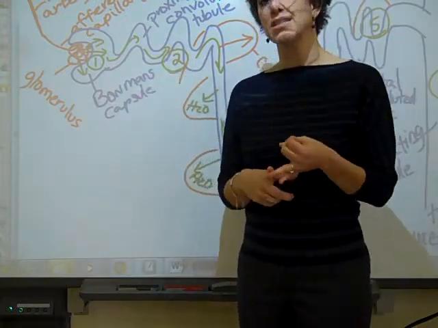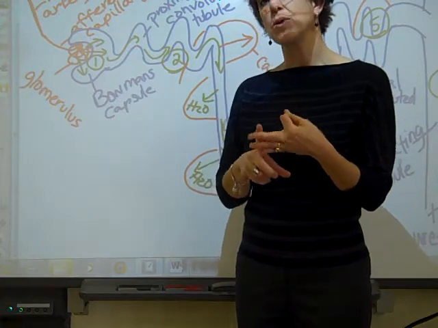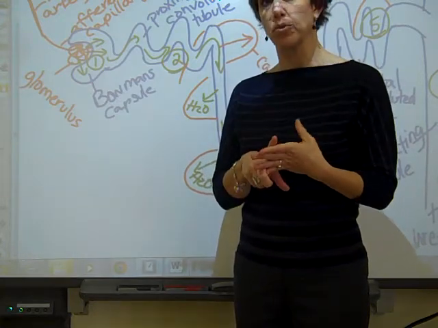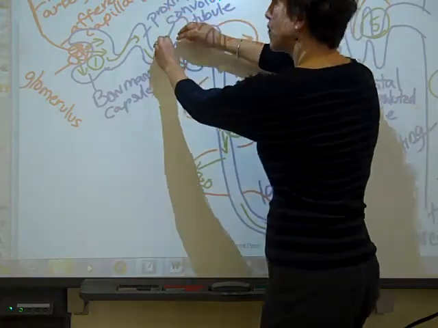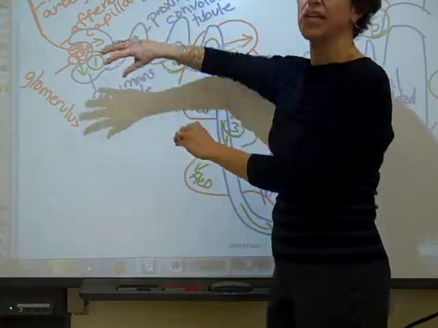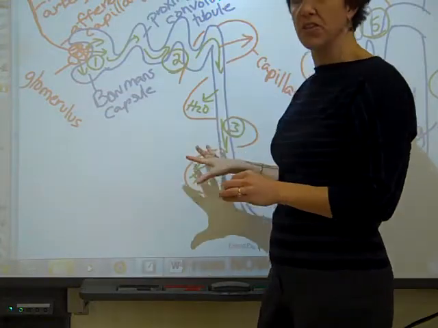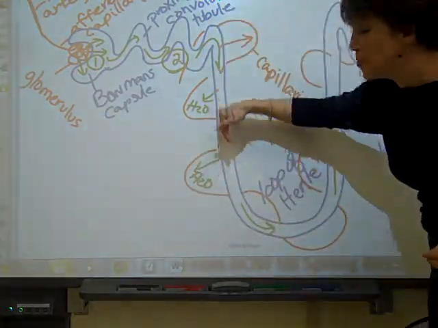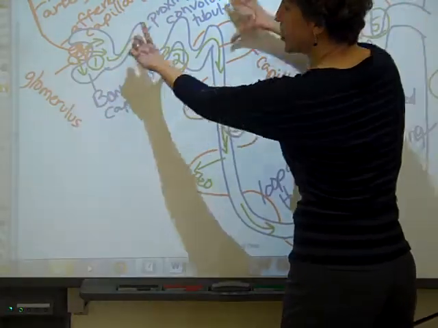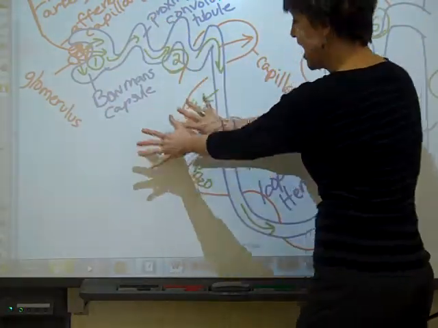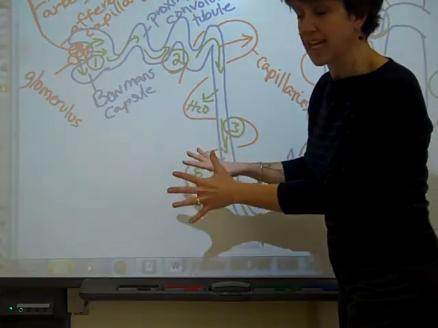We want proteins to be reabsorbed. We want water to be reabsorbed. We want salts to be reabsorbed. We want vitamins to be reabsorbed. All of those things will go from the tubule into capillaries that are surrounding the tubule. Then the tube starts to go down, and this portion right here would be the cortex of the kidney, and here would be the medulla of the kidney.